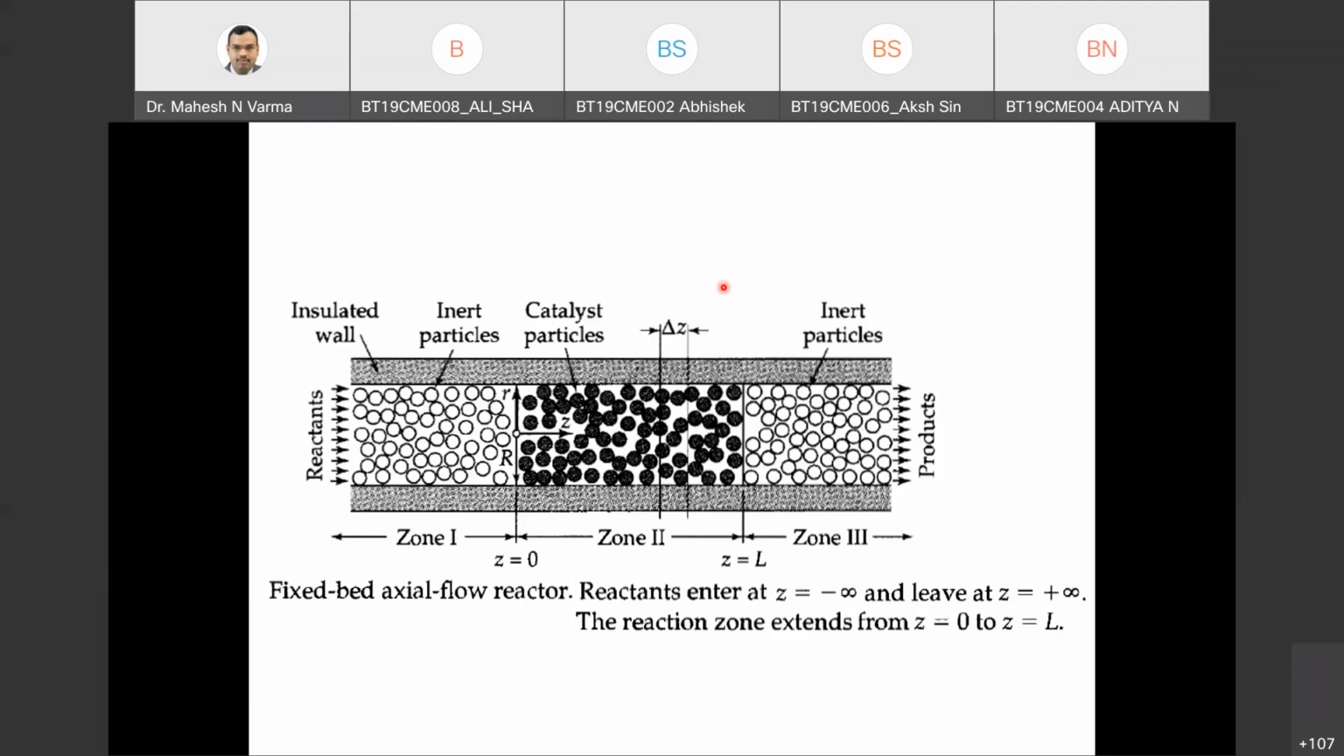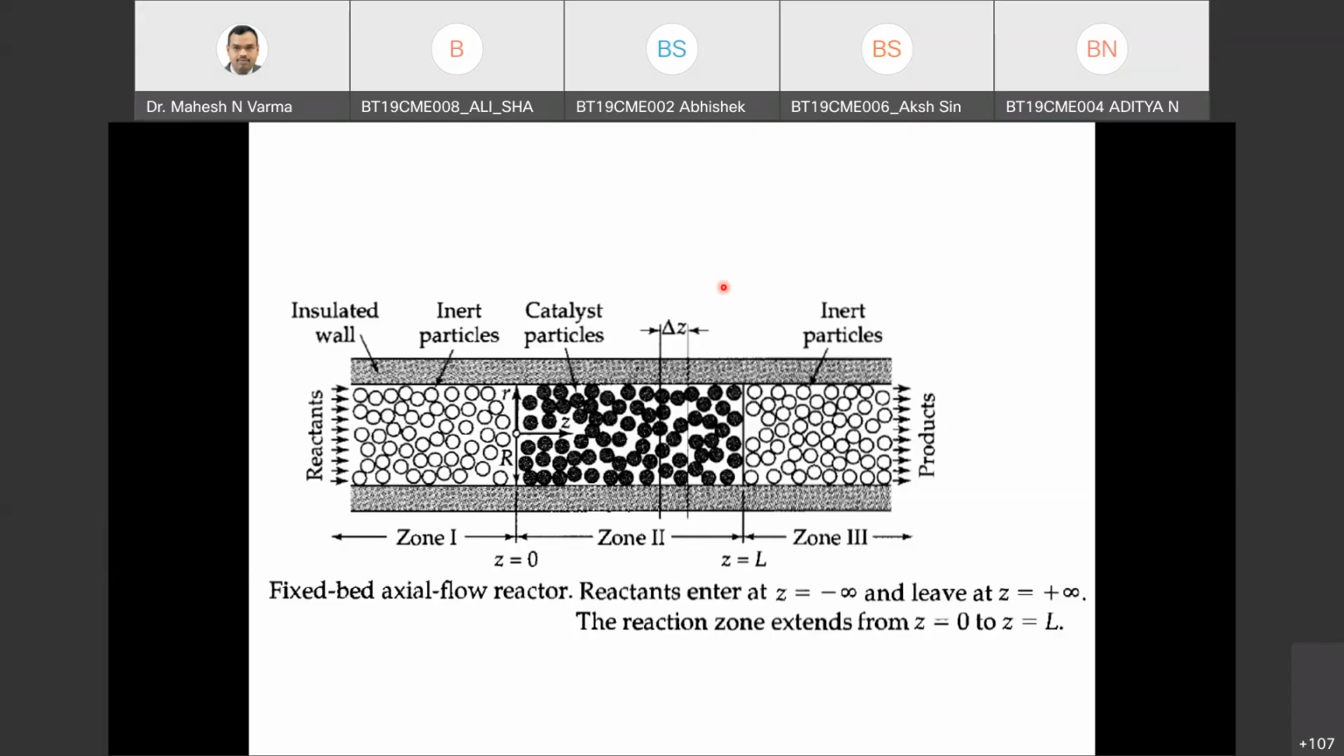Why is there no variation of temperature in the R direction? Sir, because it's a plug flow. The wall is insulated actually, hence there is no variation of temperature in the R direction. That can also be, it is given plug flow, properties are constant in the radial direction. Yes, sir, this is also the definition of plug flow. That is also correct actually.